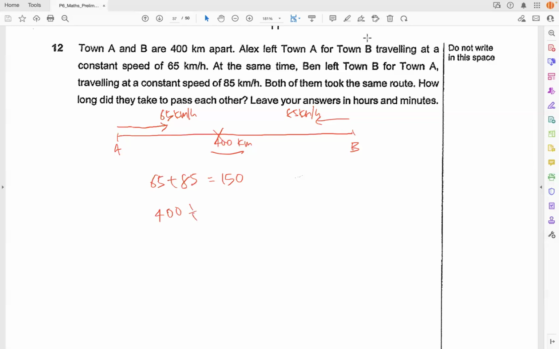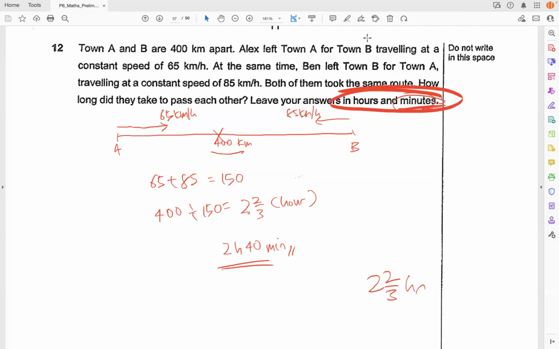For them to meet, they need 400 kilometers. So if I do 400 kilometers divided by 150 kilometers, I get 2 and 2/3. Don't worry when you get a decimal point, change it to a fraction, especially for time. So this is 2 and 2/3 hours, which is 2 hours 40 minutes. Make sure you show hours and minutes. Don't just leave the answer like that, or you lose half a method mark, half an answer mark, because the answer requires hours and minutes. So read the question carefully.